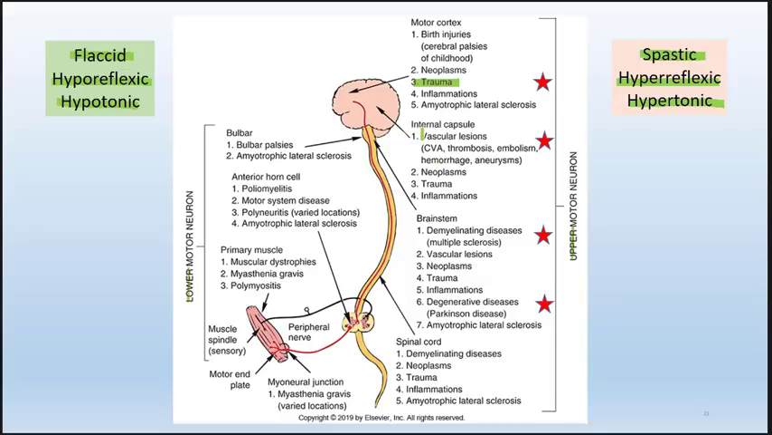Trauma, vascular lesions, demyelinating diseases such as multiple sclerosis, which we'll talk about today as well, and we've already spoken about Parkinson's disease, so upper motor neuron lesions. Whereas with the lower motor neuron lesions, an example that I will give you here would be myasthenia gravis, which we will not be talking about in this lecture, as well as amyotrophic lateral sclerosis, also known as ALS or Lou Gehrig's disease.